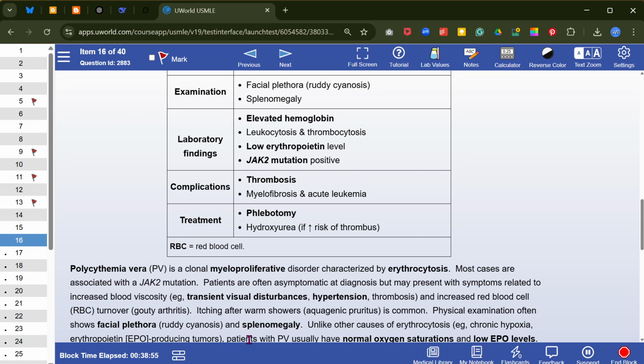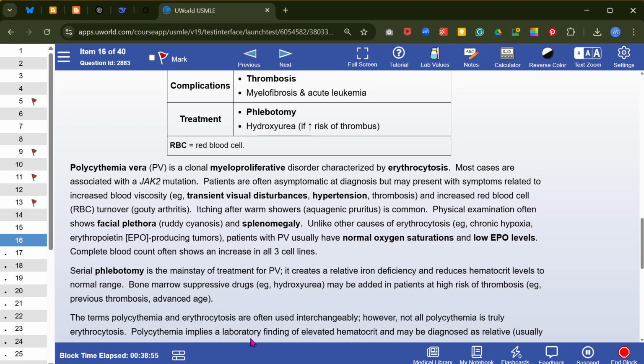Polycythemia vera is a clonal myeloproliferative disorder characterized by erythrocytosis. Most cases are associated with JAK2 mutation. Patients are often asymptomatic at diagnosis but may present with symptoms related to increased blood viscosity, transient visual disturbance, hypertension, thrombosis, increased red blood cell turnover, and gouty arthritis. Itching after warm showers, aquagenic pruritus, is common.